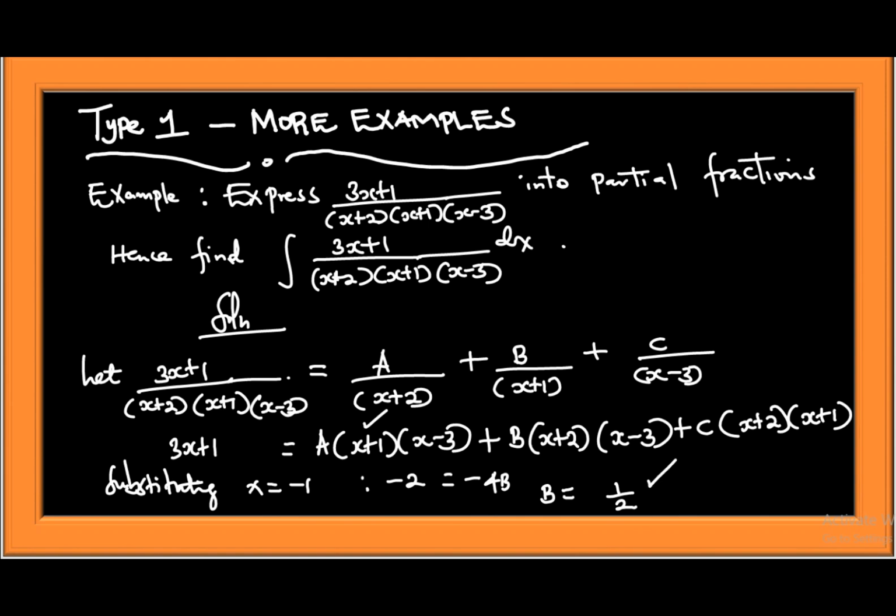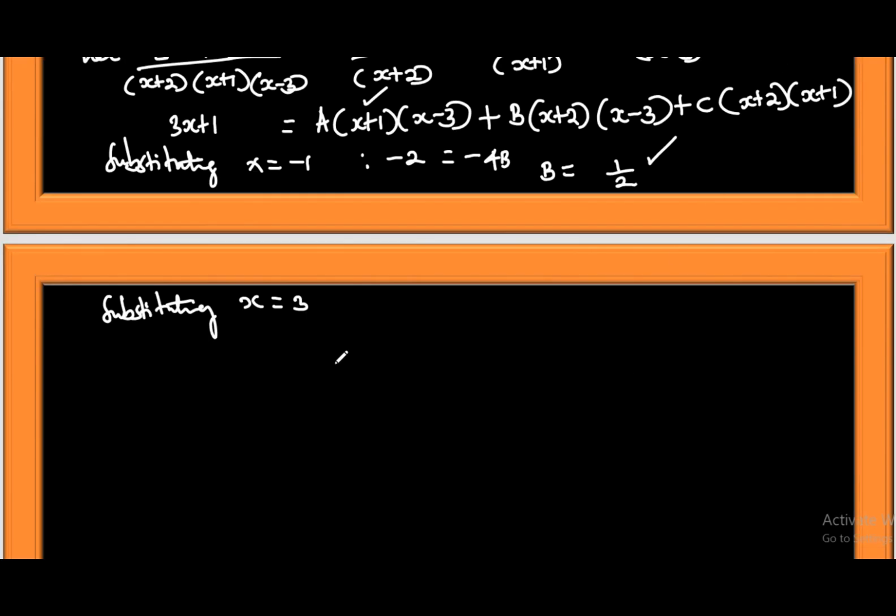So we proceed and do the same thing to look for the other ones by substituting x equals 3, which I've obtained by equating the second factor to 0. So x becomes 3. When you put 3 on the left-hand side, you indeed get 10. And on the right-hand side, when you substitute carefully again, you will get 20c. And therefore, the value of c also becomes a half.